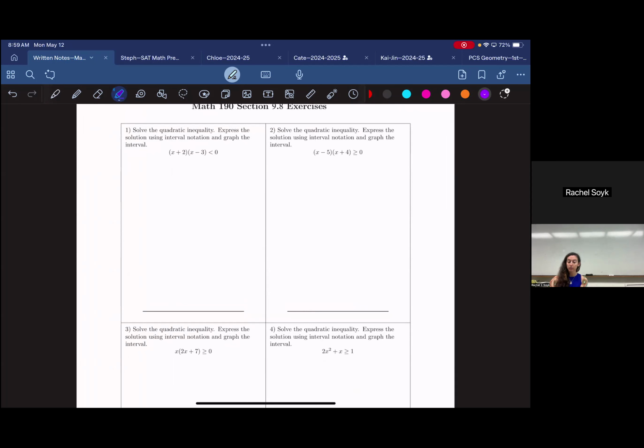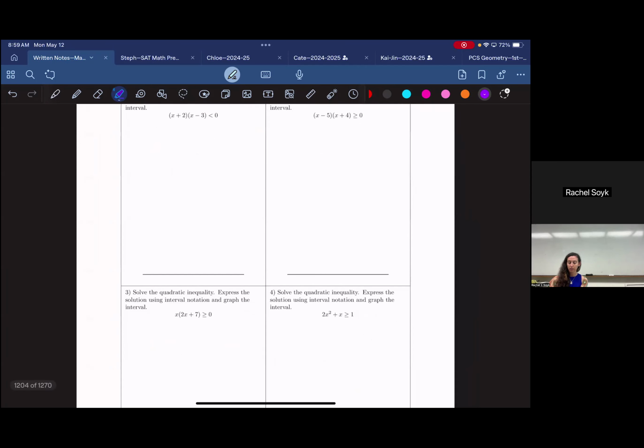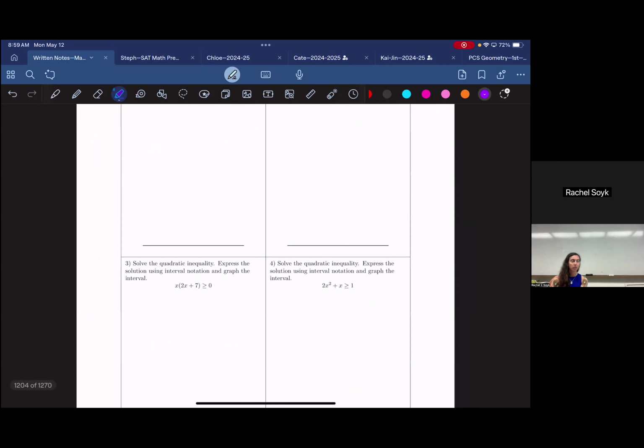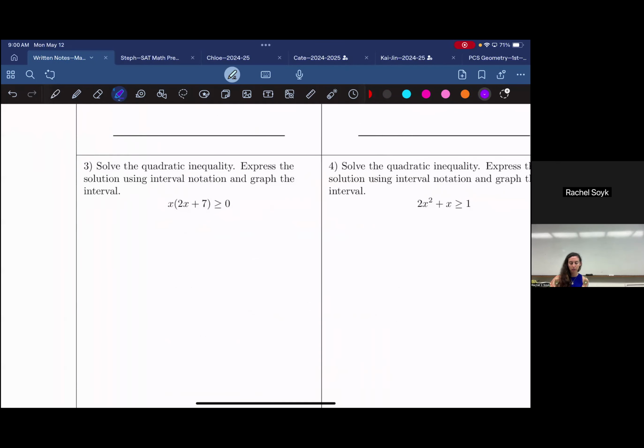Who wants to do question 1? What about question 2? Question 3? Question 4? All right. Saw the most for question 3, so let's do that one.